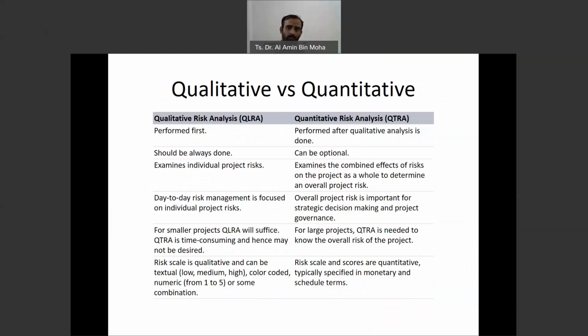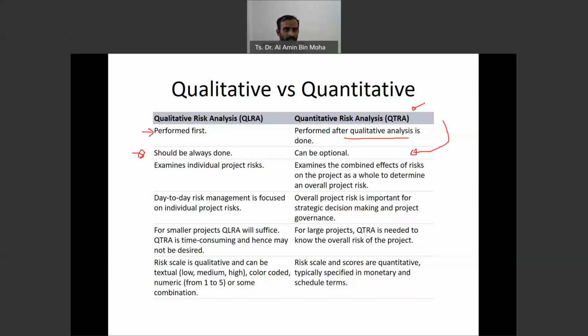So next we're going to see the difference between qualitative and quantitative assessment or risk analysis. So what is qualitative? Qualitative is usually performed first. Quantitative is performed after the qualitative is done, because it's another level of the assessment. And qualitative should always be done, and quantitative can be optional. Maybe on some occasion, you don't need to do quantitative risk analysis, because by doing qualitative, you already identify the things that you want.